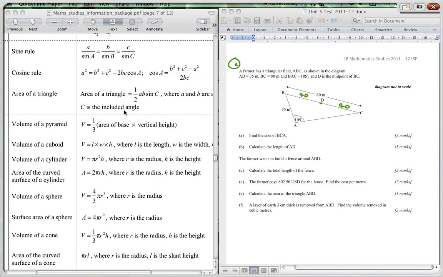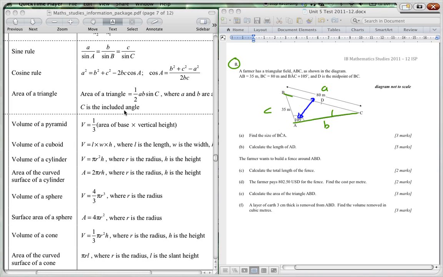Find the size of BCA. So we're going to want to find that. Now, in looking at that, if I label my diagram, this is going to be my A, this is going to be my C, and this is going to be my B. Now, we have this 105 and the opposite side.